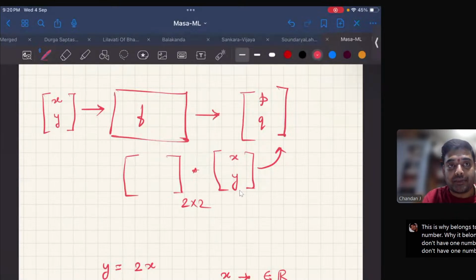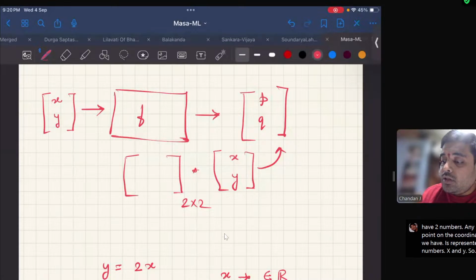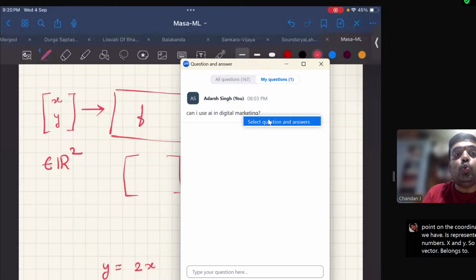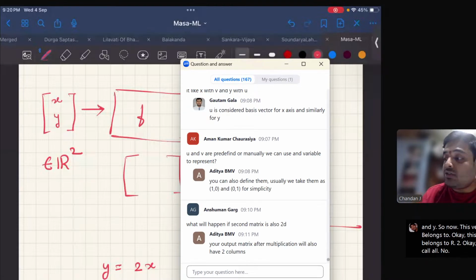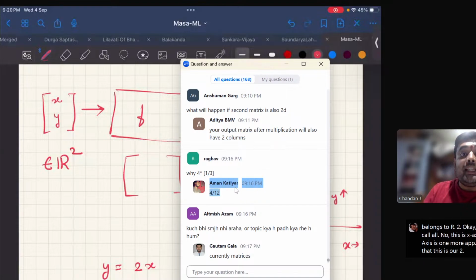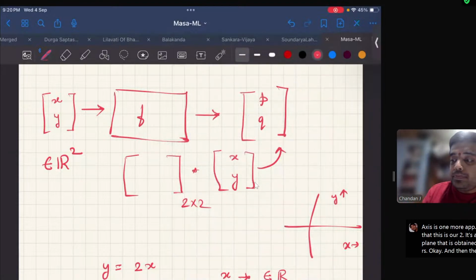I have two numbers. Any point on that coordinate plane is represented by two numbers, x and y. So now this vector belongs to R2. Okay, why do we call it R2? The x-axis is one R, the y-axis is one more R. So we say that this is R2. It's a coordinate plane obtained by taking two R's, and then the combinations of all of them.